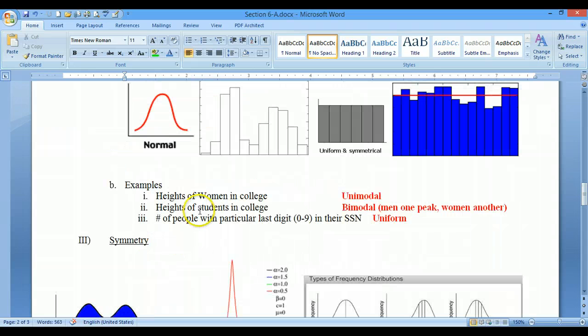So I am going to say bimodal. Men will peak at one point, and women will peak at the other. Now the last example is the number of people with particular last digits from 0 to 9 in their social security number. Because I don't see any sort of bias towards ending in 0, 1, 2, 3, all the way up to 9, I'm going to say this is pretty uniform. And it might have some variation, or it might actually be pretty uniform right straight across the top.